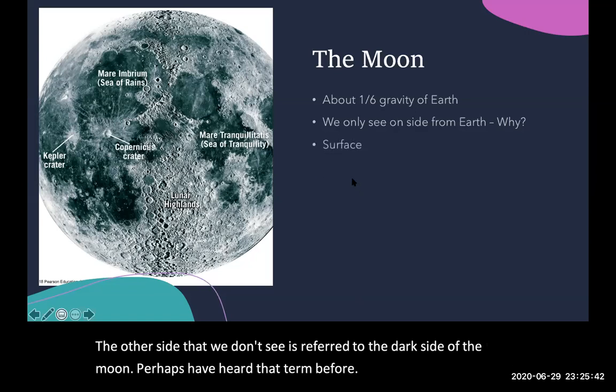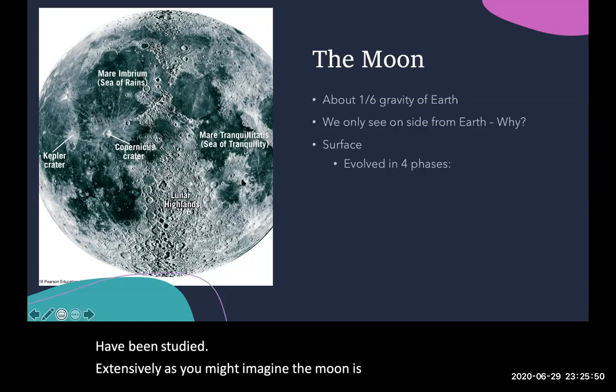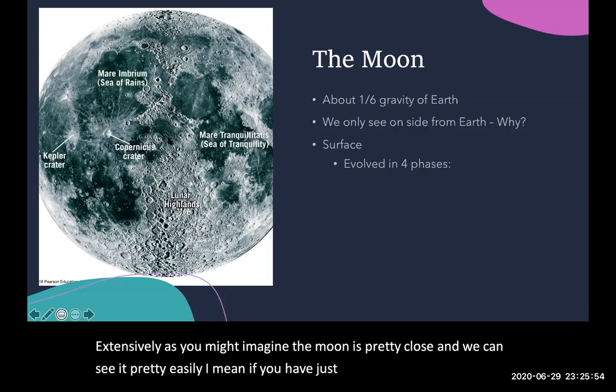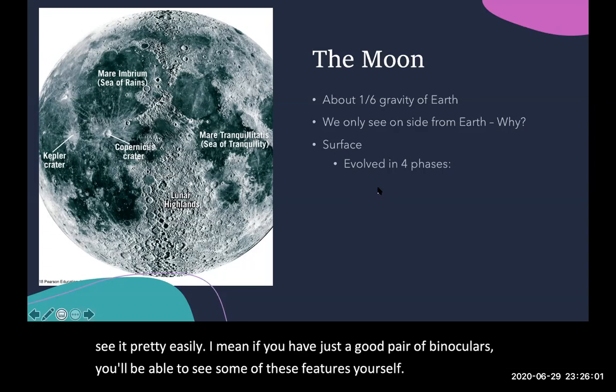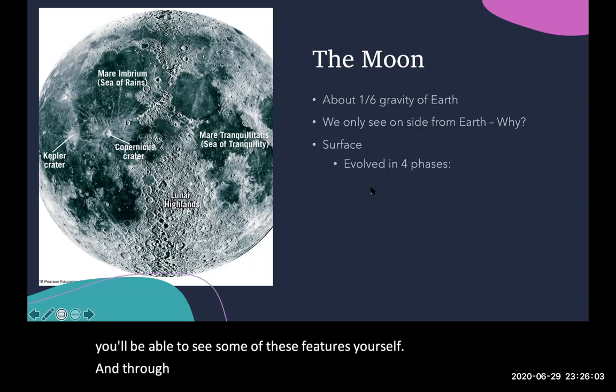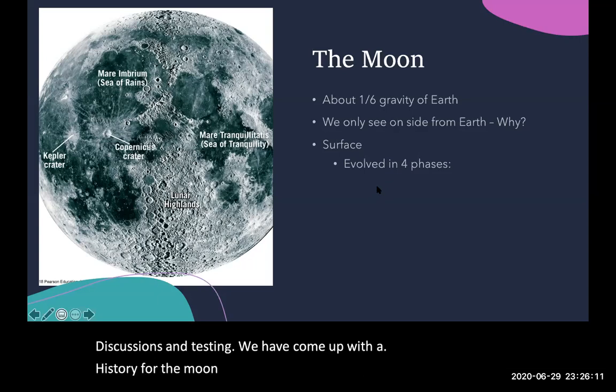You perhaps have heard that term before. Some of the surface features have been studied extensively. As you might imagine, the moon is pretty close and we can see it pretty easily. I mean, if you have just a good pair of binoculars, you'll be able to see some of these features yourself. And through observations, discussions and testing, we have come up with a history for the moon evolving in 4 distinct phases.